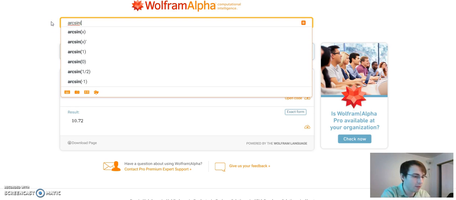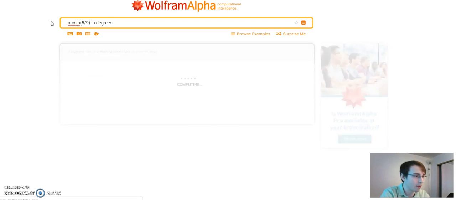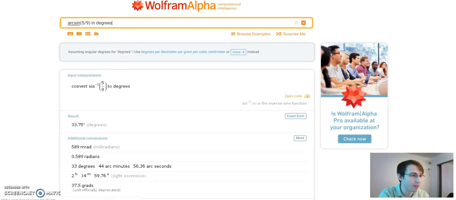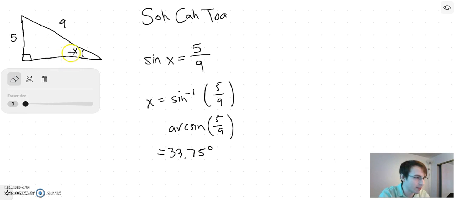Arcsine of 5 ninths. Right now it's giving it to us in radians, but we want it in degrees. Thirty-three point 75 degrees. Cool. That equals 33.75 degrees. So I'm going to erase X right here, and let's write in 33.75 degrees.